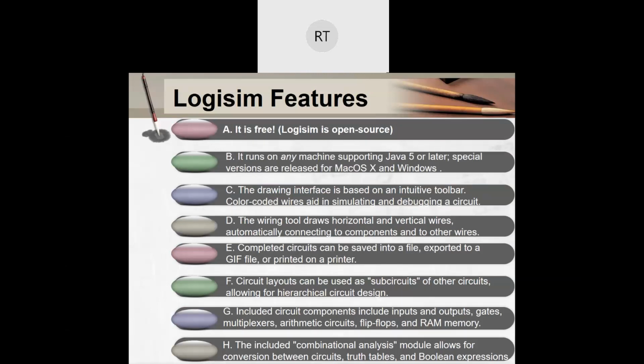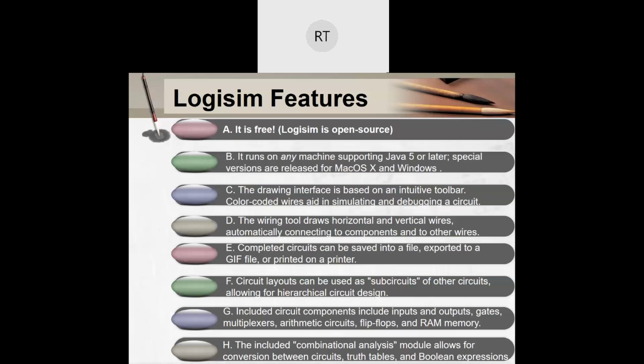The drawing interface is based on an intuitive toolbar. It is very simple to learn. And the wiring tool draws horizontal and vertical wires. If you are connecting the output of an AND gate to an input of an OR gate, you will need to use the wire, okay?